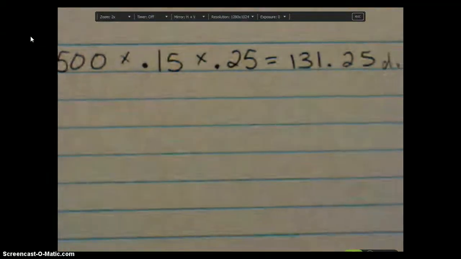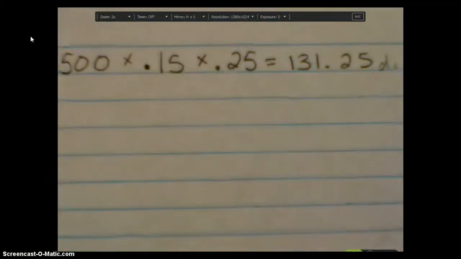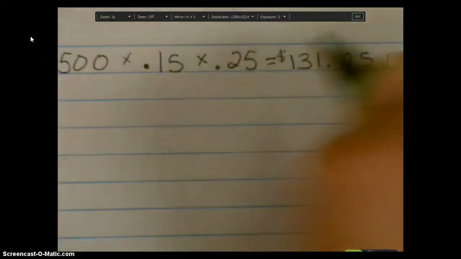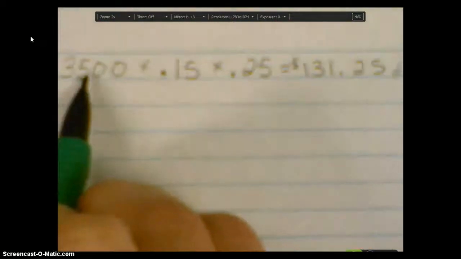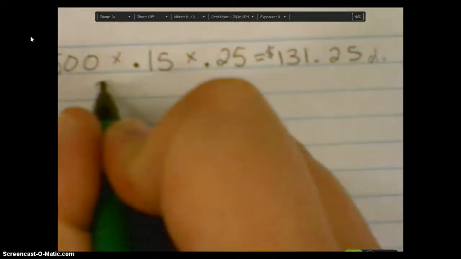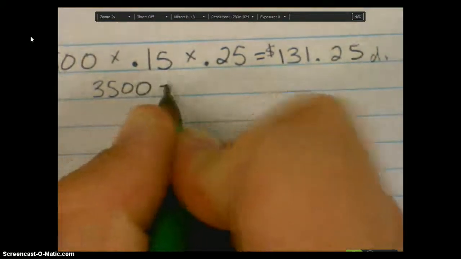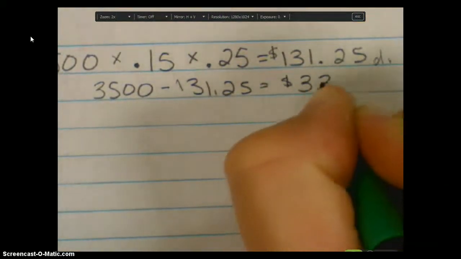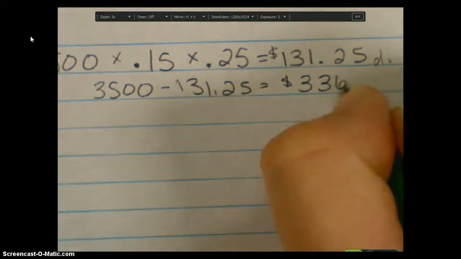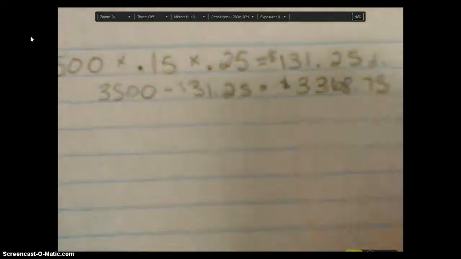So that is our discount. I mark it on there as a D. You can write the whole thing out if you like. It does not matter either way to me. Now to find your proceeds, we're going to go back to this principal amount. So $3,500 minus our discount, our $131.25, and our proceeds then was $3,368.75.